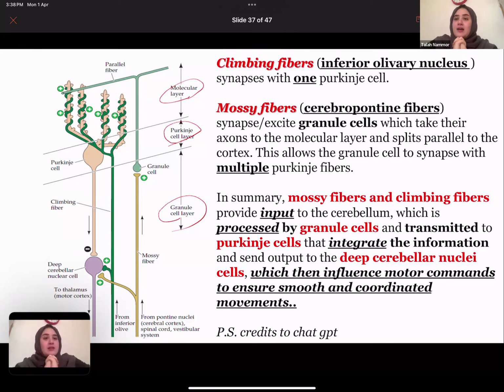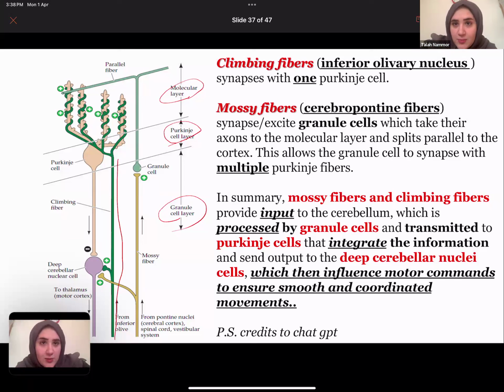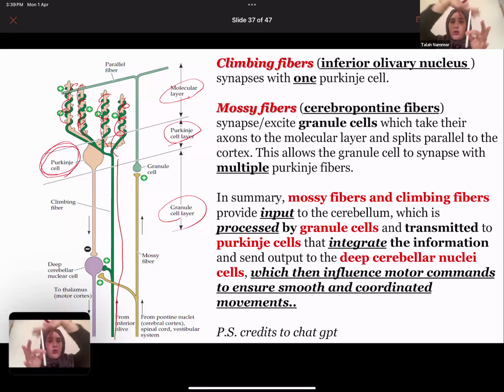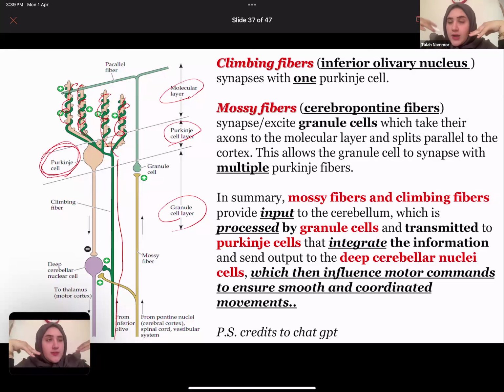Honestly, I'll tell you something: I didn't really understand the cells from the lecture, so I asked ChatGPT, which is why I wrote credits to ChatGPT. It helped me understand them. We have climbing fibers and mossy fibers. The climbing fibers come specifically from the inferior olivary nuclei. That's all you need to know: when you hear climbing, think inferior olivary nuclei. You can see how it literally climbs all the way up to the Purkinje cell and wraps around it. Every climbing fiber climbs on only one Purkinje cell.